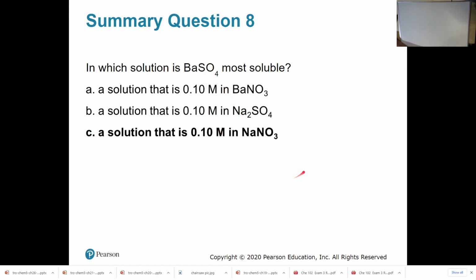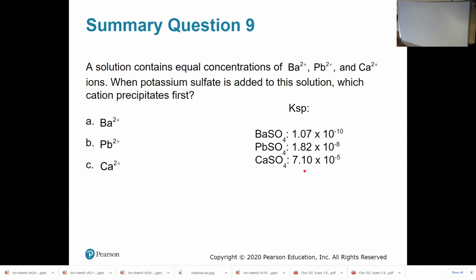All right. And question 9. This question says the solution contains equal concentrations of these 3 ions. When potassium sulfate is added to the solution, which cation precipitates first? Potassium sulfate is going to have the sulfate ion attached, so it's going to be releasing the sulfate ion into solution. And these are the 3 potential solids that will form.